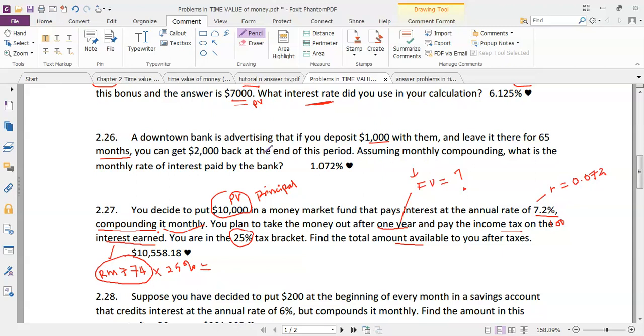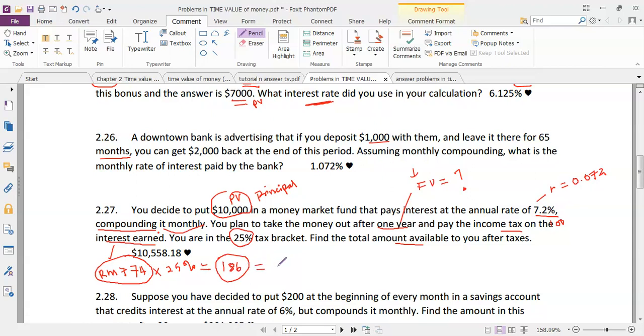What else is here? 774 times 0.25. There is some difference, maybe because earlier we got the same answer. 186. So the tax here, 10,744 times 0.25, that is wrong. The answer is 186. You need to deduct it from 774.